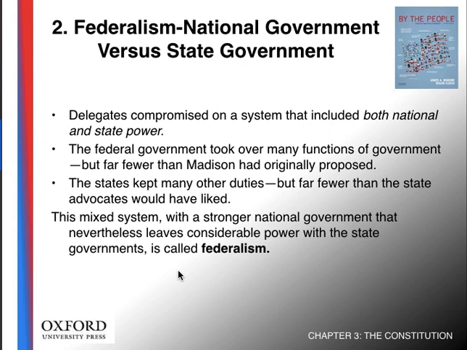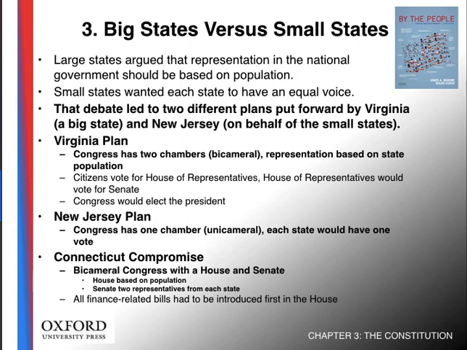We'll talk a little bit more about the challenges of the federal government having certain power and the state government having certain power. The third challenge that they had, and this one you will be writing on your exam about, so please pay attention, is deciding how many representatives would come from each state. There were very populated states like Virginia, and less populated states like New Jersey. So we had big states and small states. And Virginia offered their plan. They said, let's have two chambers, bicameral, and bicameral means two chambers, bi meaning two, cameral meaning chambers.